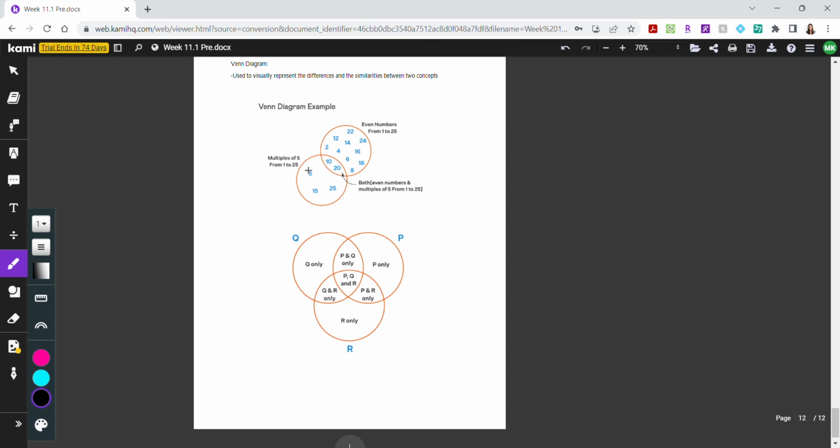So as you can see, in the Venn diagram example, this circle here is going to be multiples of 5 from 1 to 25, and then this circle is going to be even numbers from 1 to 25. And so what these two circles have in common is 10 and 20, because 10 and 20 are even numbers and multiples of 5 from 1 to 25. All right. Same thing from here. This is just more than 2 circles.